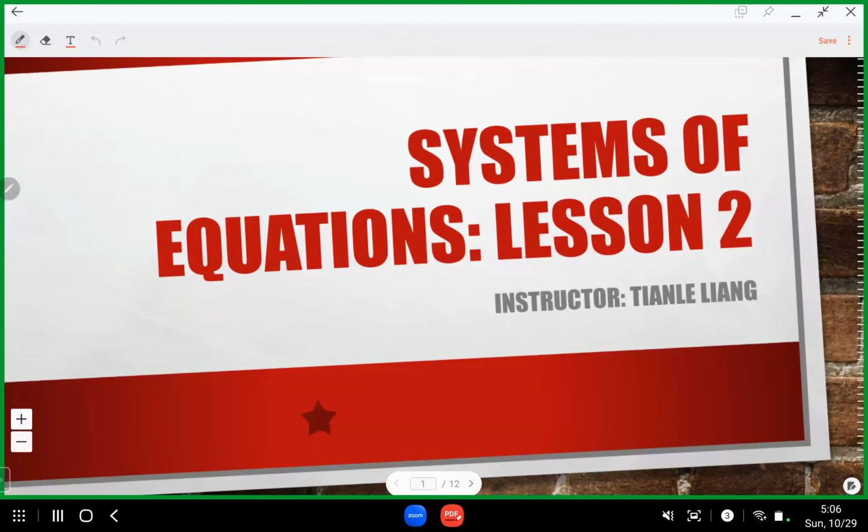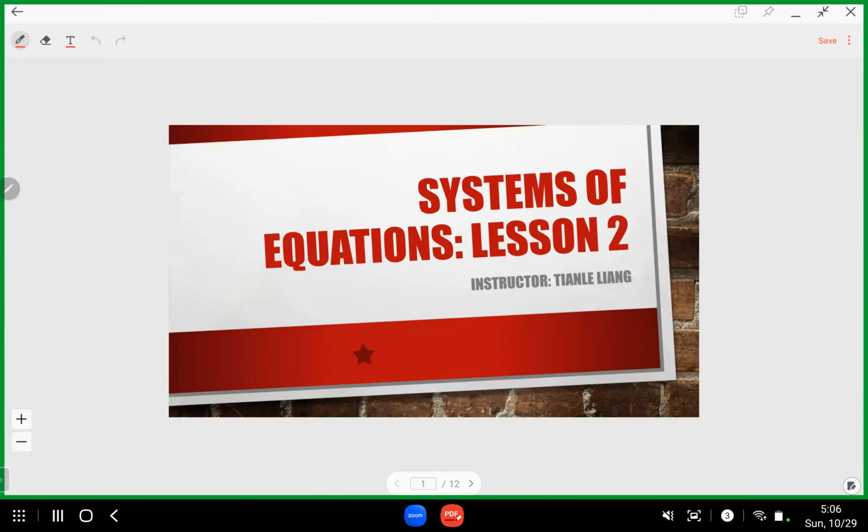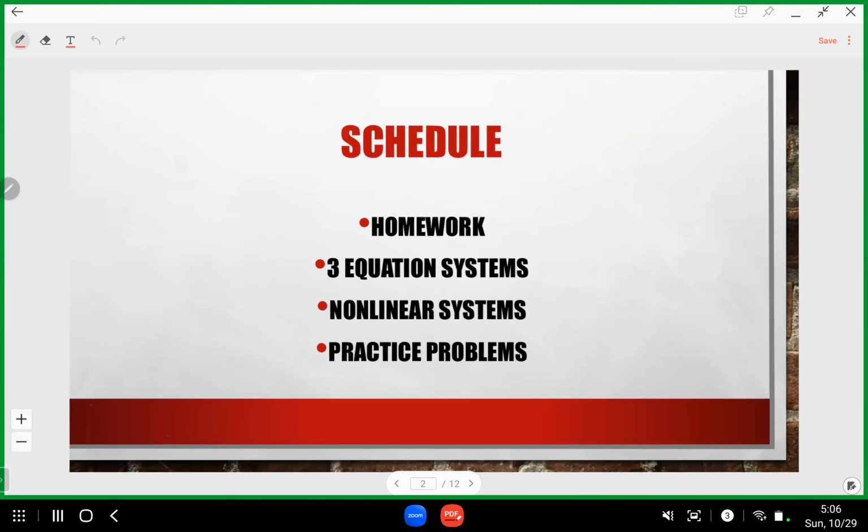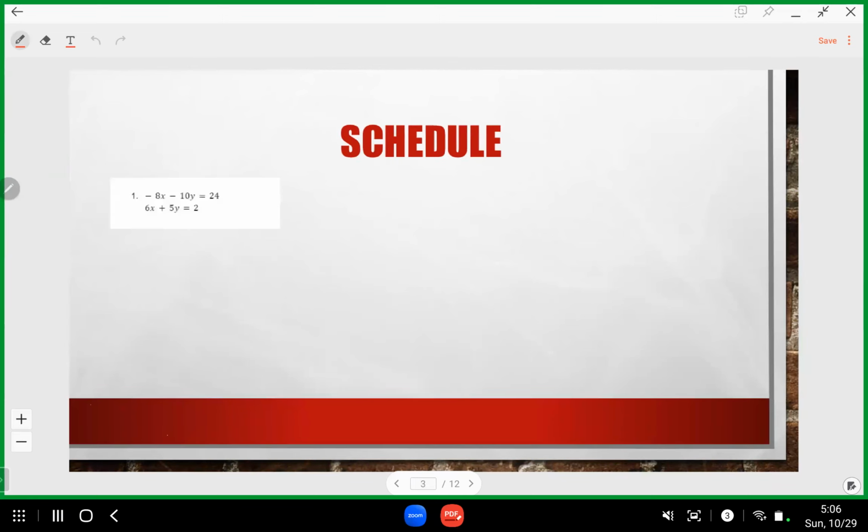So let's start here, systems of equations, Lesson 2. Today we're going to go over homework, three equation systems, and then nonlinear systems. The only thing new here is nonlinear systems, which are pretty important later on, so make sure you pay attention. Let's start with the homework first. I'll give you a couple minutes to do this.